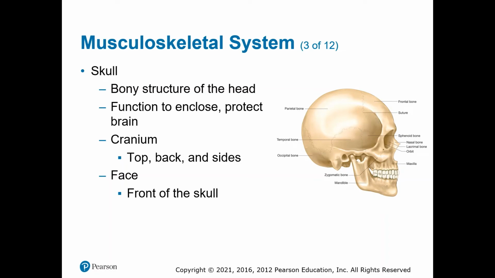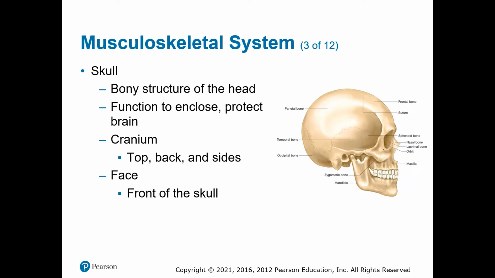In the skull, we have bony structures of the head. Its function is to enclose and protect the brain. The cranium is the top, back, and sides of the head, and then the face is the front of the skull. In the skull, you have different bones that are fused together through what are called fissures or sutures. You'll see those words used interchangeably. In the picture you see the little squiggly lines; those are where the bones are fused.